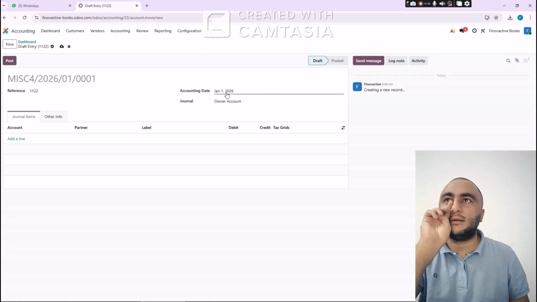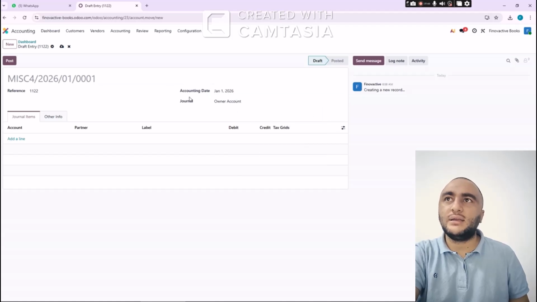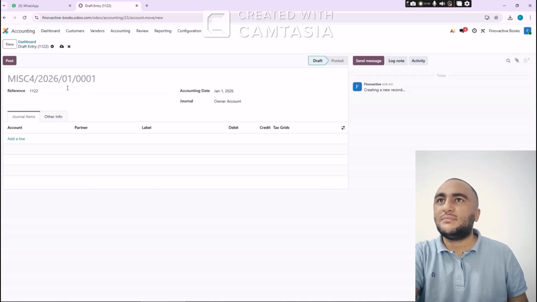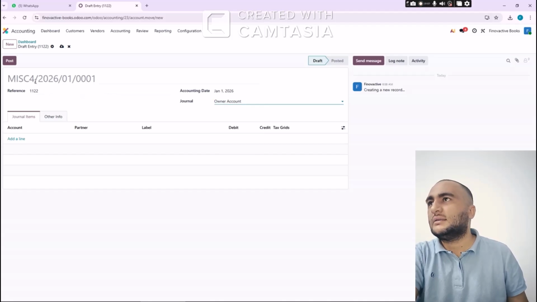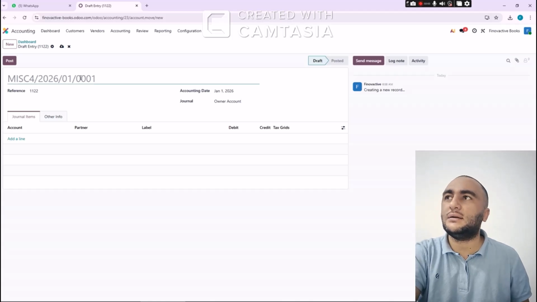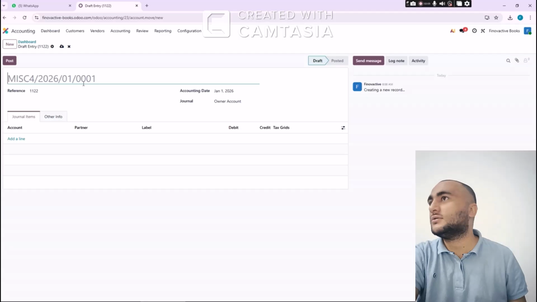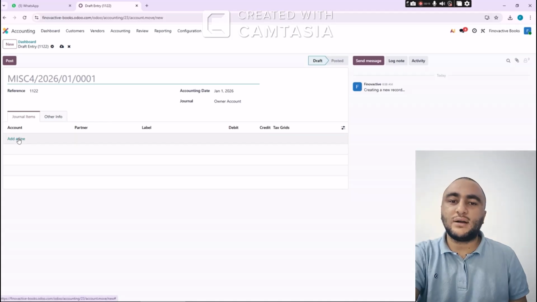Here you can change dates. Date is very important in accounting, so you must carefully enter the date. Reference number, journal: it's in the journal account, like the owner account we have opened, so it will show in here. This is the number of the entry. It will be automatically generated by Odoo, so you don't have to enter anything here. And then here you can see we have account. This means which account you want to debit and credit. Here it is a partner.